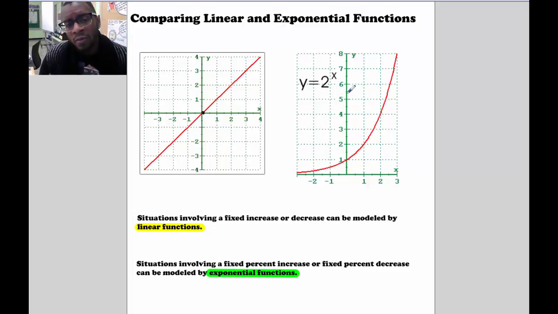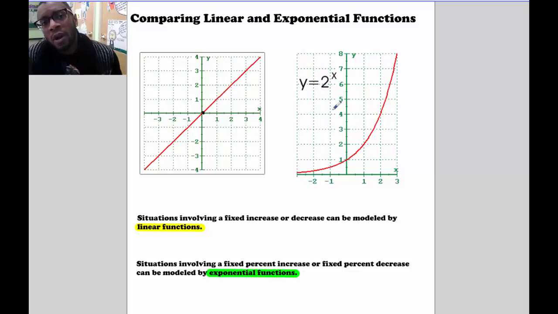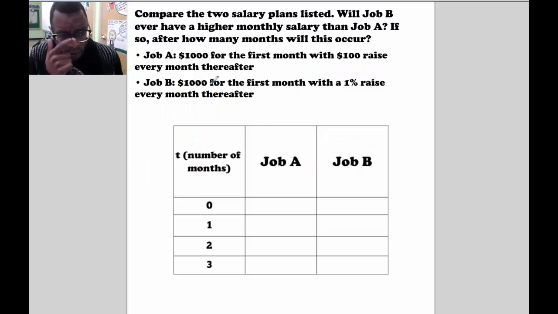In exponential functions, remember that our common ratio, or our value of b, is the ratio of the successive output values. So this causes our function to increase drastically depending on the value of that common ratio. All right, so let's take a look at an example of a linear versus an exponential function.